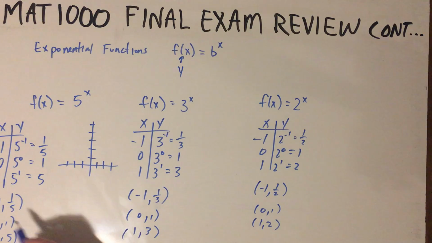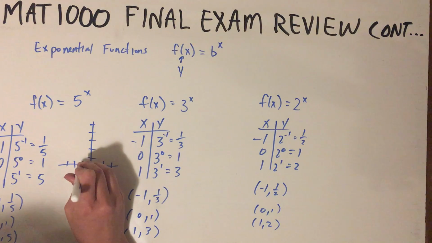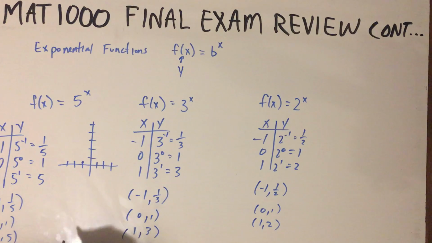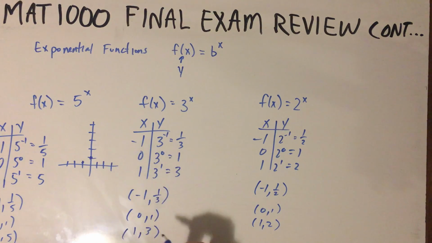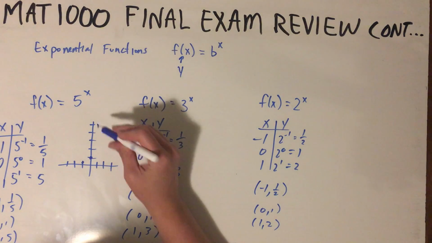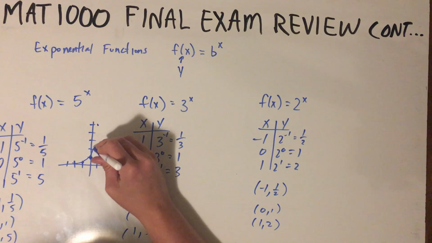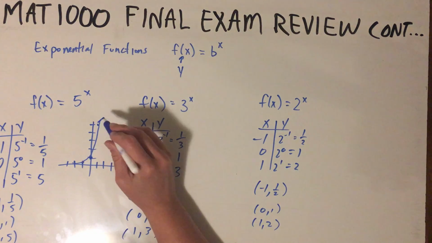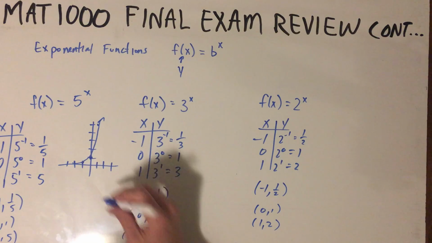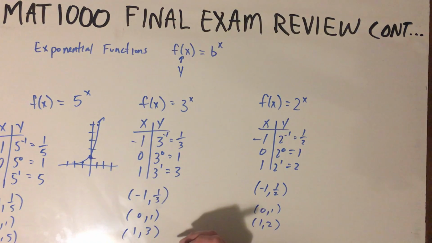All right, so what does this look like? Well, at -1, I'm at 1/5. So this is really close here. Then I'm going to go through the point 0, 1 and the point 1, 5. This is exponential, and you can see this is going to just take off here. But again, it goes through this point 0, 1.